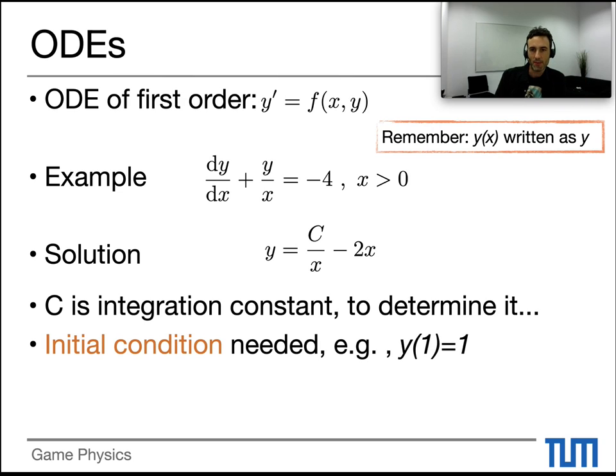For example, if we're given an initial state y of 1 being equal to 1, then we can insert that and solve for c. As you see in this example, you have 1 and then -2, so you get a value of 3. In many other cases, you actually get some logarithms, but there is a whole field of literature on solving these basic ODEs.